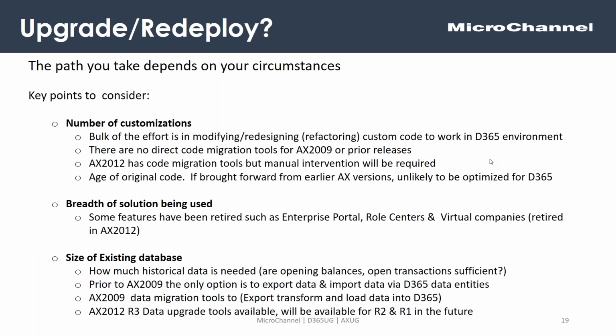Now, how hard that is depends on what version of AX you're coming from. There are no direct code migration tools available for AX 2009 or any prior releases. For AX 2012, there are code migration tools which will effectively copy all your X++ code from AX 2012 and bring that across to Dynamics 365. However, there will be manual intervention required, depending on what those changes are, to make that code work.